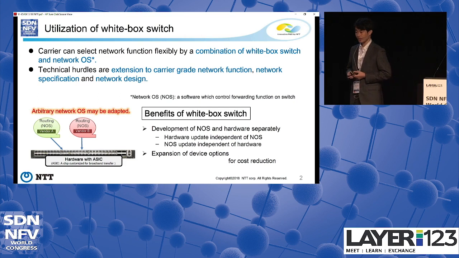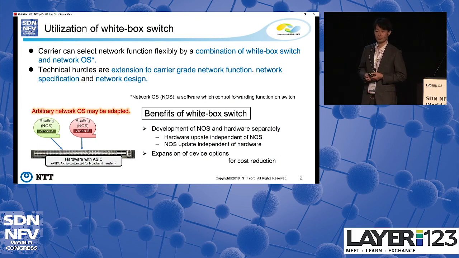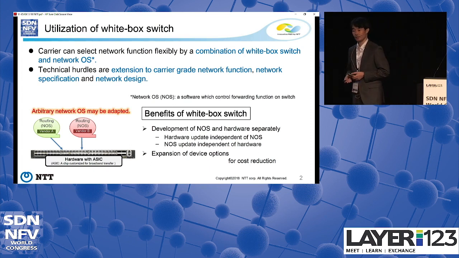So what is the merit? We can select the favorable network OS, and we can use the same box. For example, after we develop the fabric hardware, we need only change the network OS for other functions. We don't touch the hardware itself. So we are tackling how to enhance the features which carriers need, and the performance and the stability.